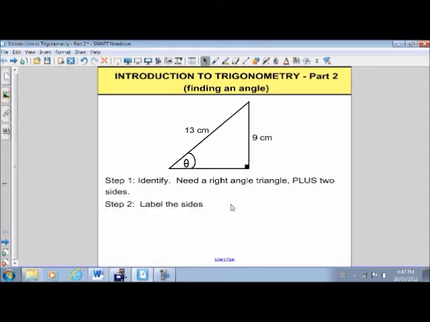So our next step is we need to label the sides. So remember, when we're labeling for trigonometry we use opposite, adjacent, and hypotenuse. So I'm going to go with that. The hypotenuse is our longest side. I just kind of call it HYP.